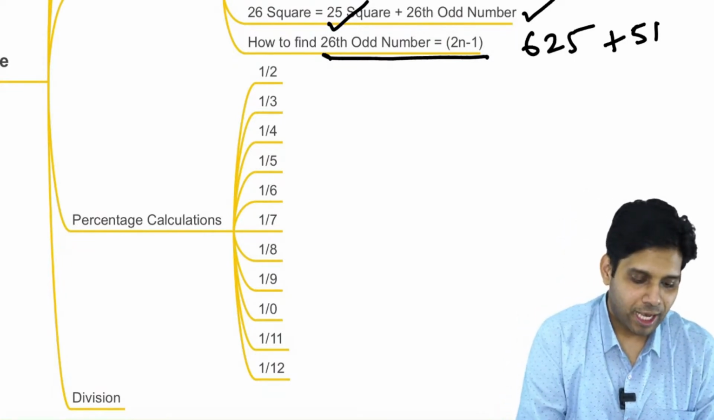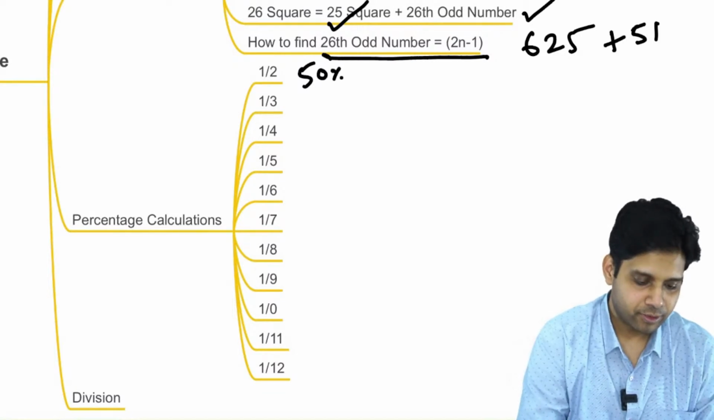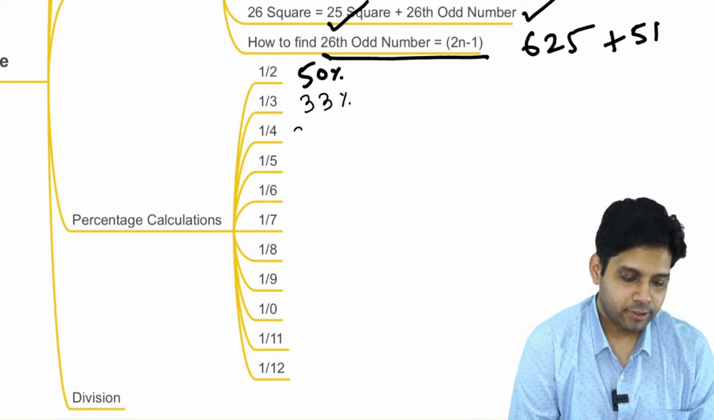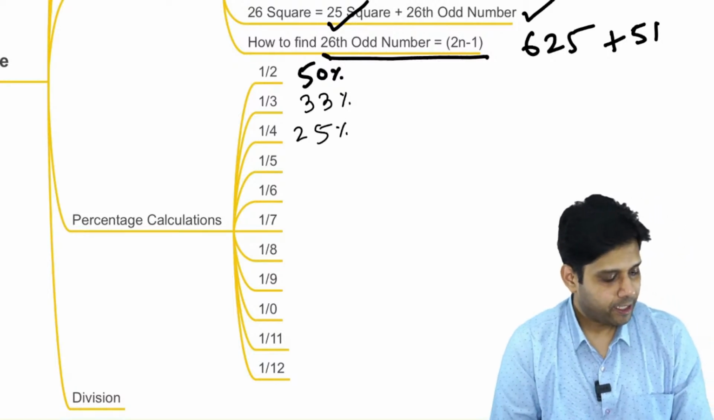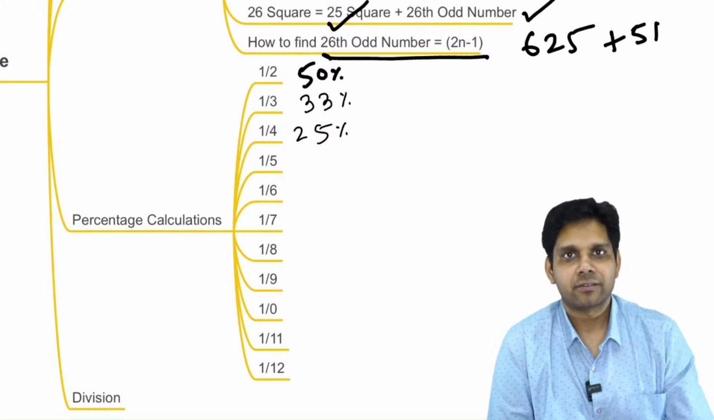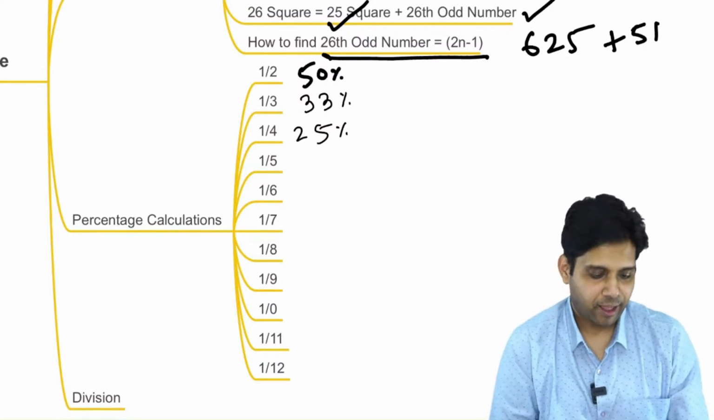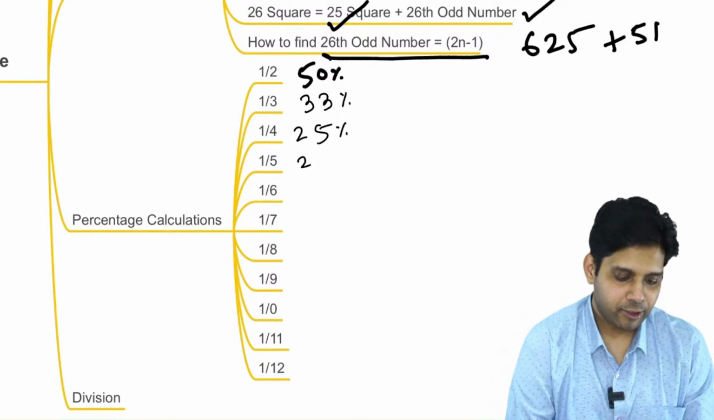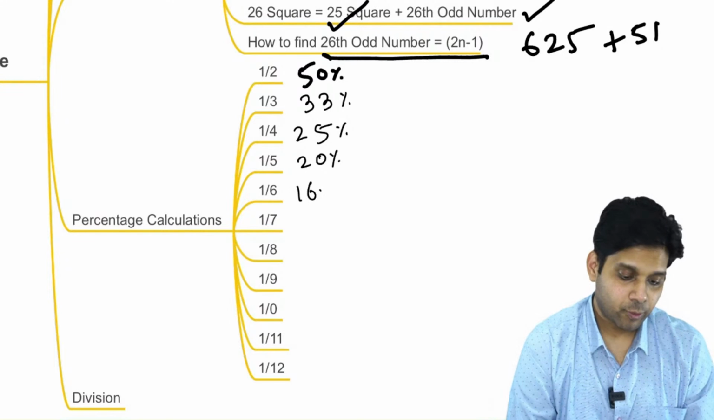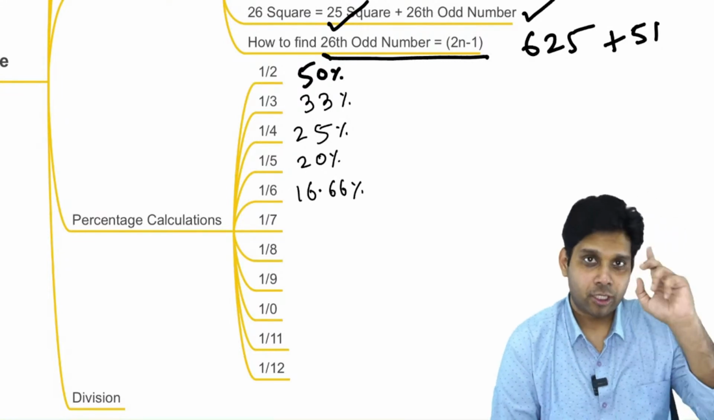Okay, so half is what percent? 50%. I'll reduce the font size now. This is 33%. Correct? 1/3 is 33%. 1/4 is 25%. Am I clear guys? Is my audio clear? Is my video clear? Is it getting stuck or something? Is it all clear? Yes? 1/5, remember? 20%. 1/6 is 16.66%. Everything should be remembered here.